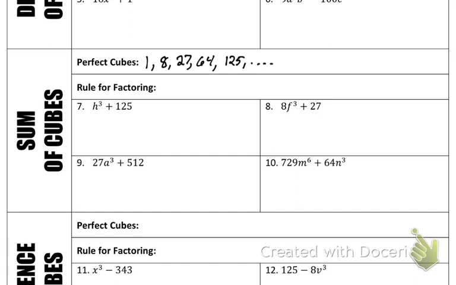Okay, rule for factoring sum of cubes. Sum of cubes is a weird one, and I'm going to double check that I got this right. So let's say I have x cubed plus y cubed. You can write that out as x plus y times the quantity x squared minus xy plus y squared. Sometimes I mix up my pluses and minuses. Nope, we got it: x plus y times x squared minus xy plus y squared.